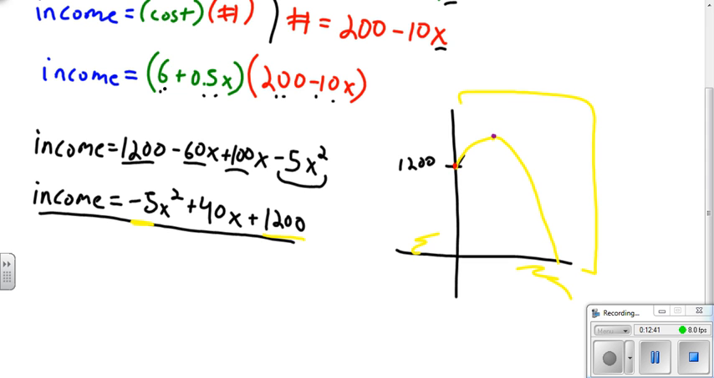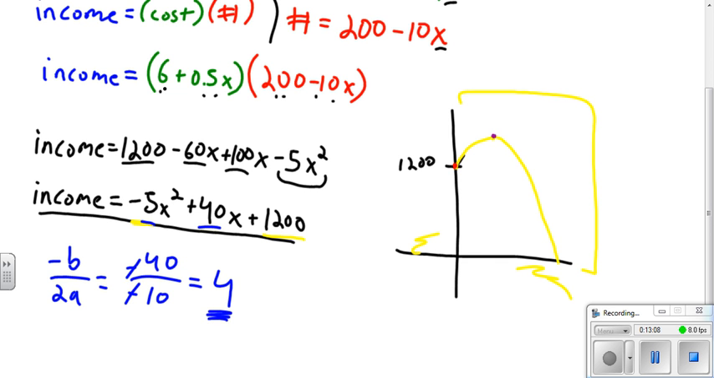Now we know that to find that vertex, remember it's always just negative b over 2a. And we know that our b is 40, so we'd put negative 40. Our a is this negative 5. Negative 5 times 2 leaves us with negative 10. Negative 40 over negative 10. The negatives cancel each other out. So left with 4 over 1, or 4. So our x value is 4. 1, 2, 3, 4. Which means that there were 4 increases of 50 cents each time to get to this value.